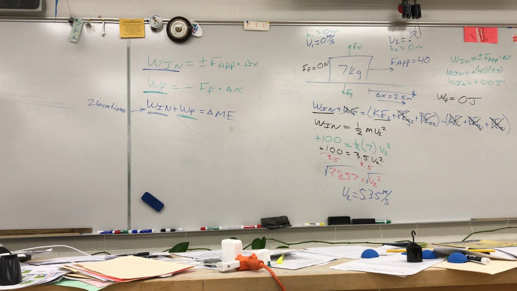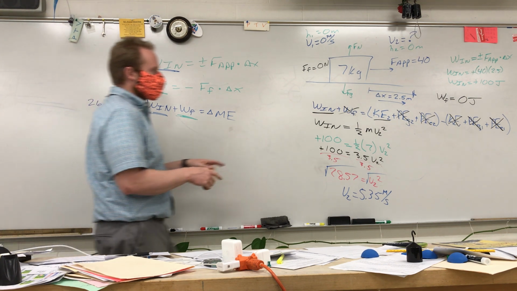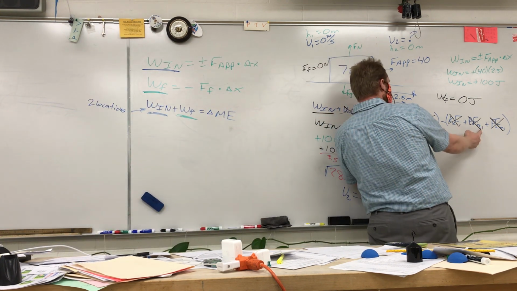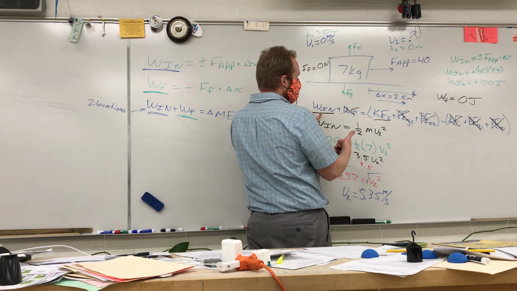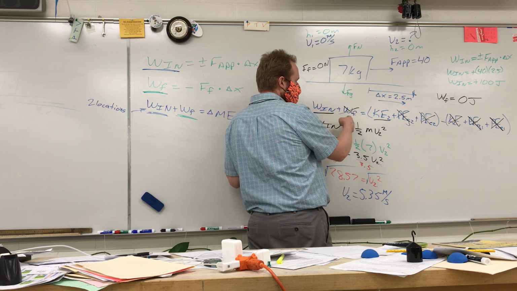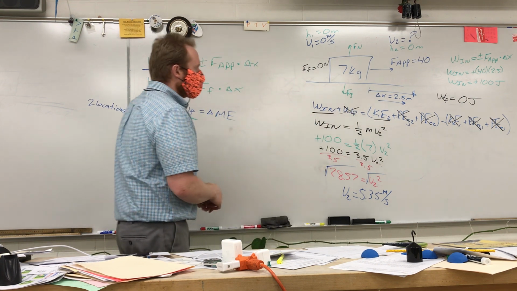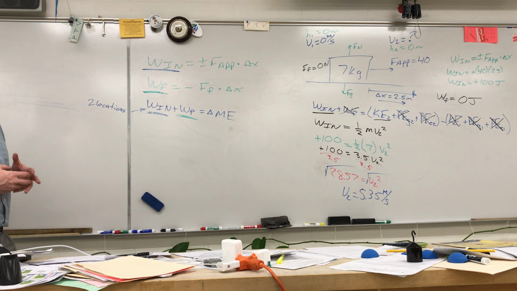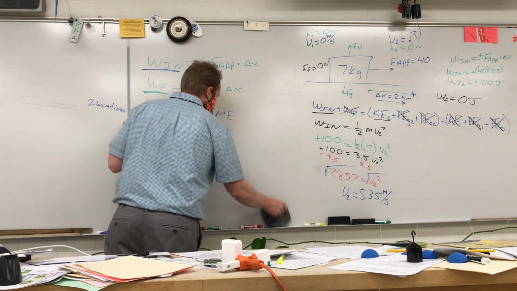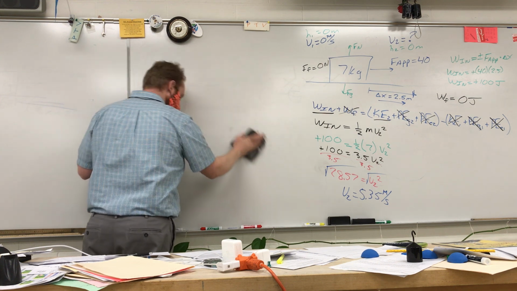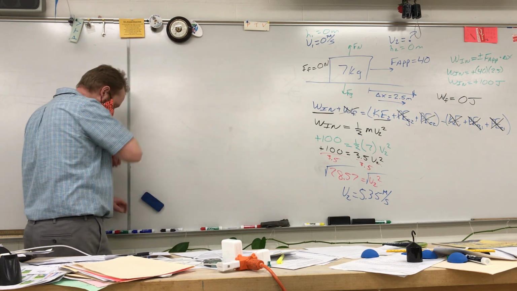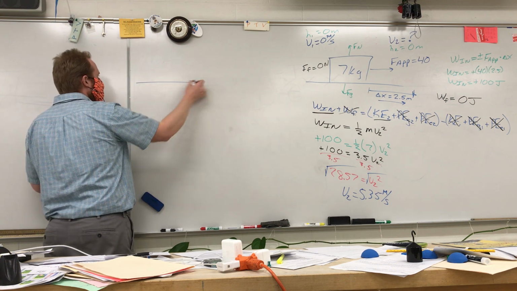It's a two-location problem, so we have to use that big, long equation. We're looking for velocities at two locations, heights at two locations, springs at two locations. We're looking for work in because there's an applied force and a displacement. We're looking for work done by friction, force of friction and displacement. So we're plugging in numbers. Clarifications on that? All right, then let's look at the second one.